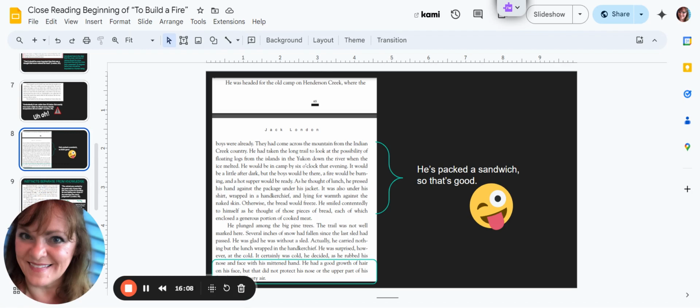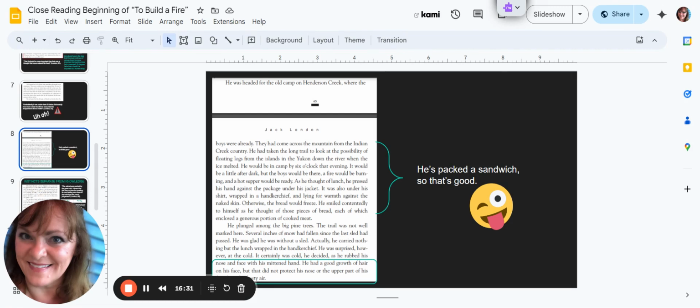They had come across the mountain from the Indian Creek country. He had taken the long trail to look at the possibility of floating logs from the islands in the Yukon down the river when the ice melted. He would be in camp by 6 o'clock that evening. It would be a little after dark, but the boys would be there. A fire would be burning, and a hot supper would be ready. Well, that's something to look forward to, right?